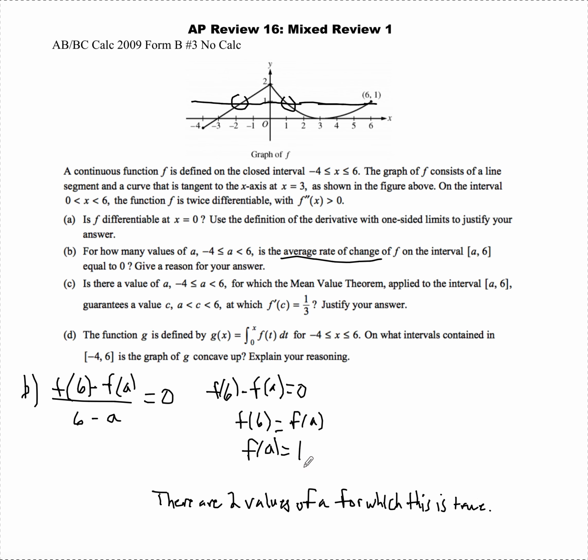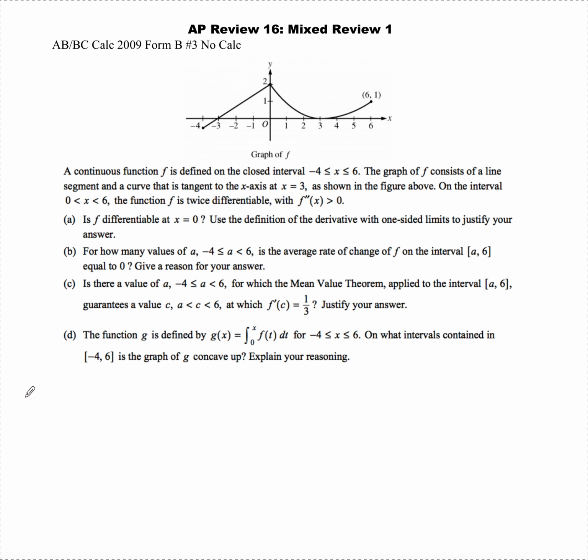There we go. 1 point for your average rate of change expression, 1 point for your answer with justification, which your justification can involve this work here. Okay. We keep going. What about question C?